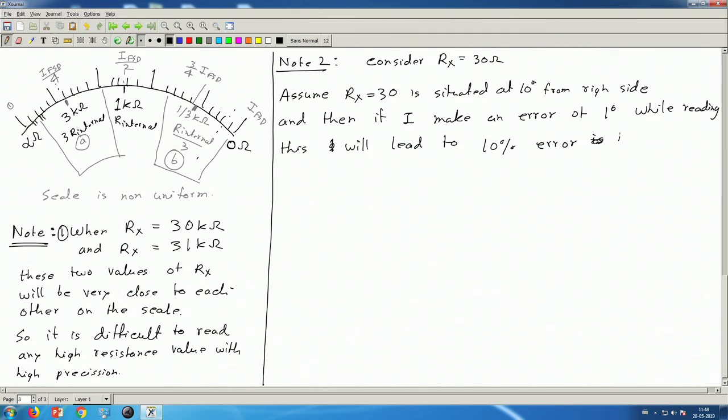in measured resistance, a 10% relative error or percentage error, you can say. And I can make a 1 degree error due to parallax error. So once again the conclusion is, low value of resistance is difficult to measure.